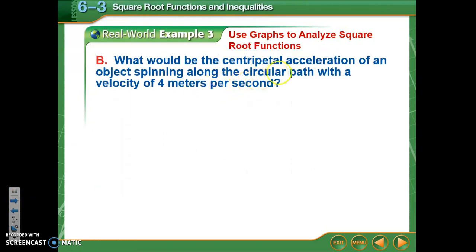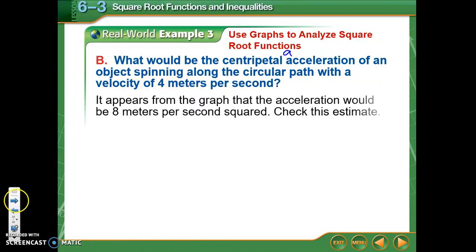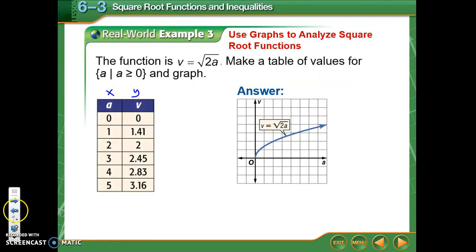And then it says, what would the centripetal acceleration, which remember is represented with the variable a, of an object spinning along a circular path with a velocity of 4 meters per second be? So we need to solve for a. We can tell from the graph, it looks like it would be about 8.